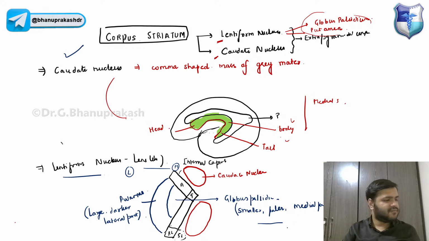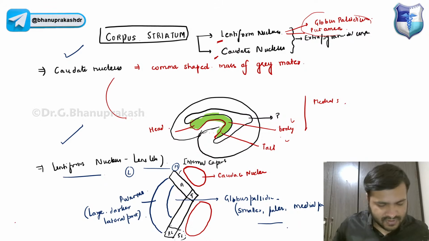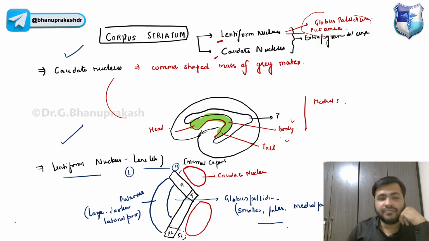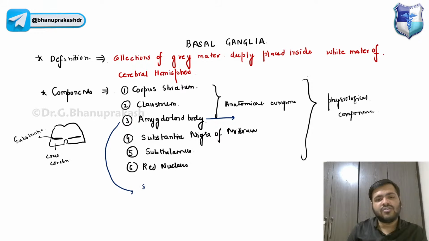Caudate done, lentiform done. One more is over here, which we have just mentioned by name: the amygdaloid body, guys. Remember that this is a small mass, and it is rounded.